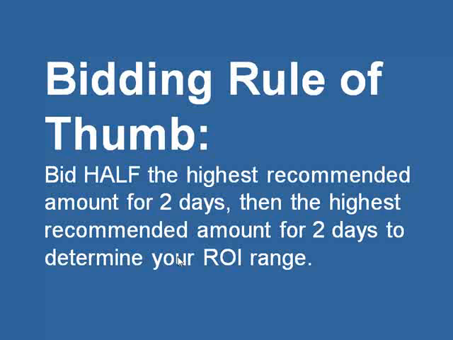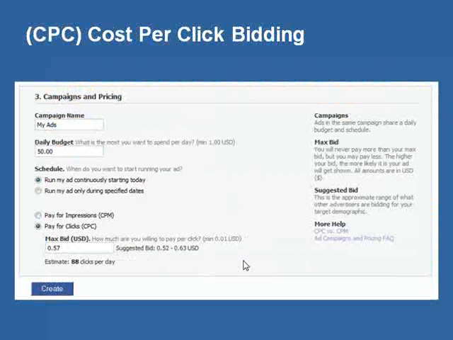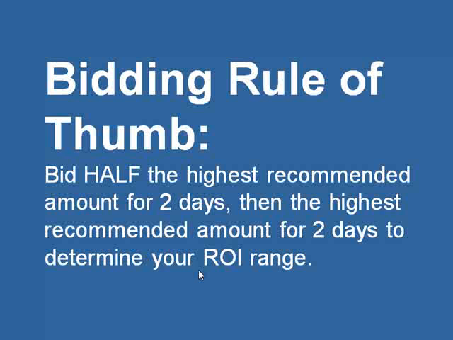My advice is to do what we do. And that is, we bid half the highest recommended amount for 2 days. So going back to this example, half the highest recommended amount, they recommended 63 cents. So we would bid half that amount for 2 days. Then we bid the highest recommended amount for 2 days, and that kind of gives us a good ROI range. So we found if you go less than half of the highest recommendation, you're not really going to get any traffic.